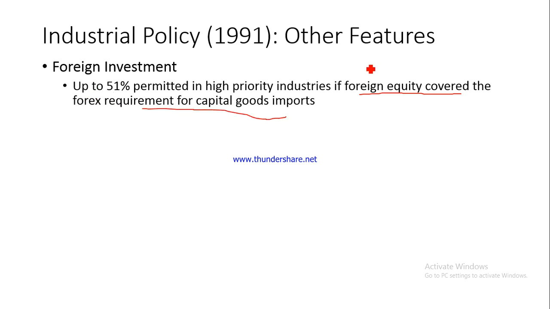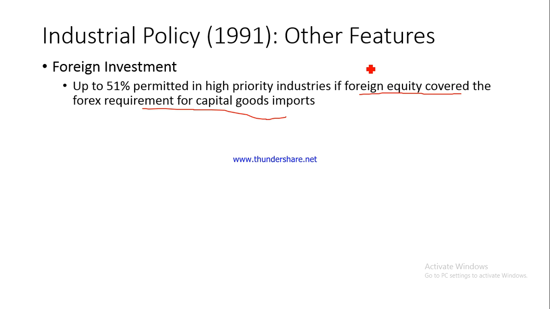The foreign partner who is now taking a stake of 51% in a particular entity will naturally bring in some foreign exchange. He will use that foreign exchange to buy this 51% stake. So if the foreign exchange brought by the foreign partner covers up the foreign exchange requirement for purchase of capital goods from outside, then this was allowed.